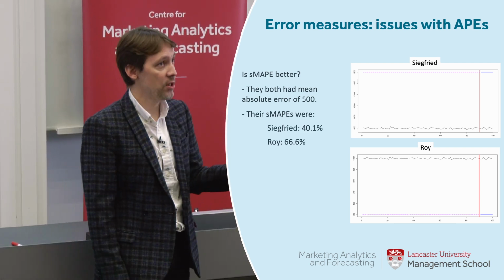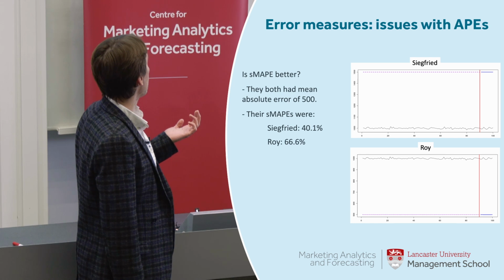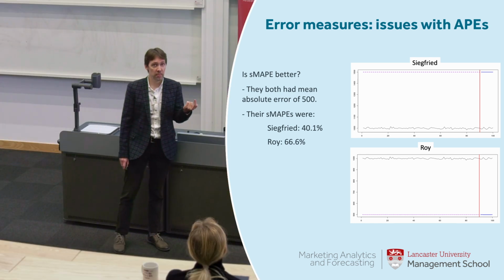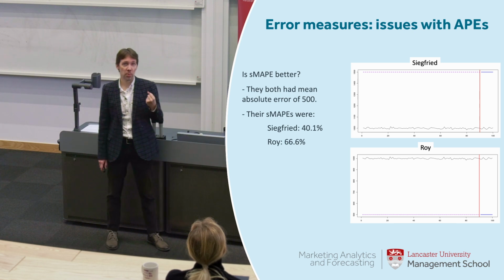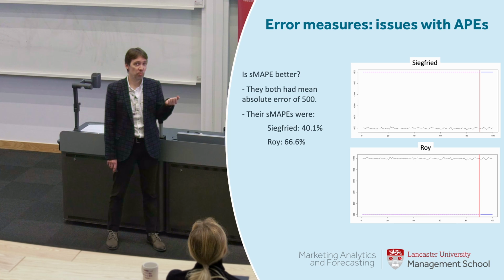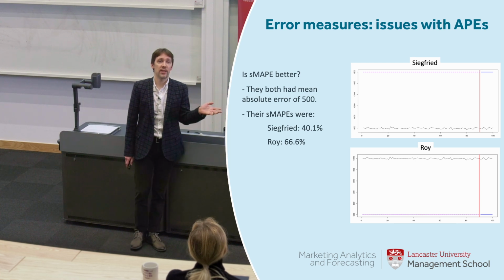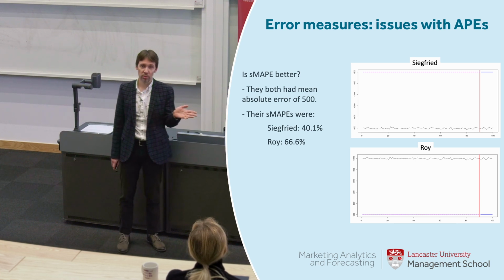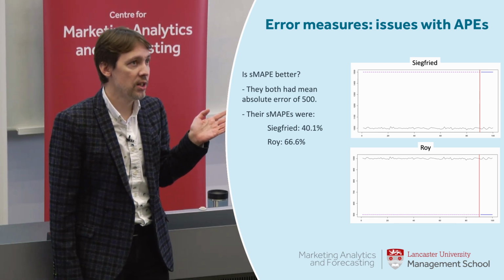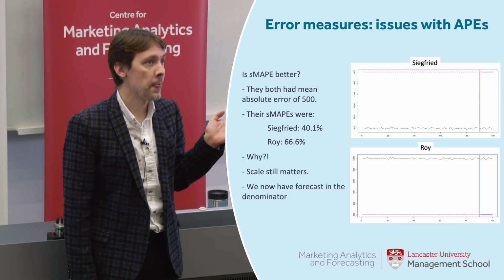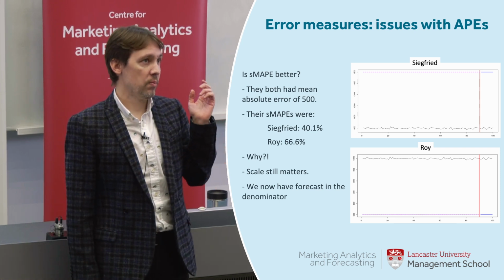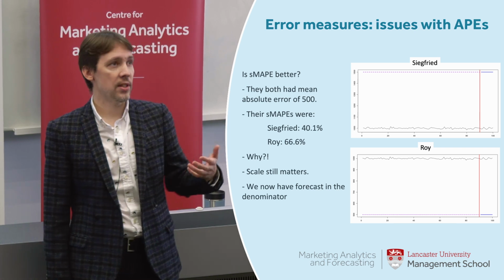But what does symmetric MAPE tell us? It tells us that Siegfried had an error of 40.1%, while Roy had 66.6%. Once again, on the grounds of this measure, we would be inclined to say that Siegfried is doing better than Roy, but that's not true, right? That's just because of the error measure that we use. And actually, this is the property of both measures. It's just the scale that impacts the value.